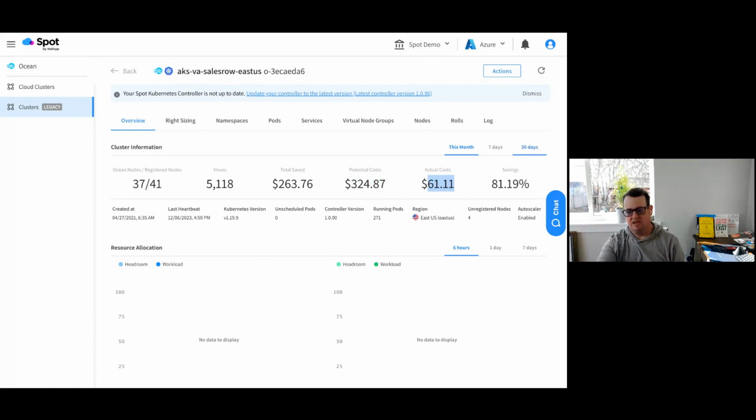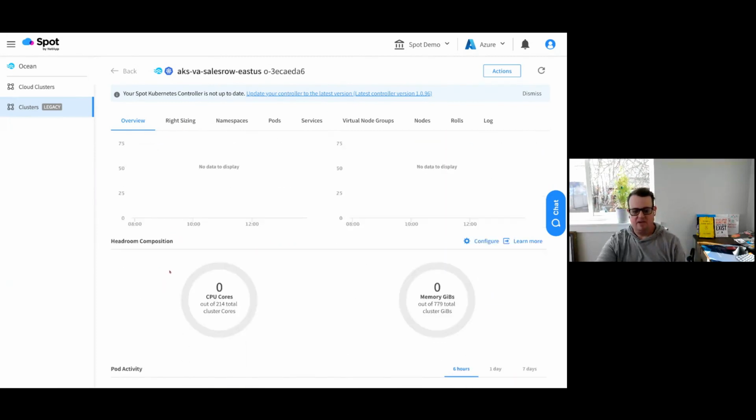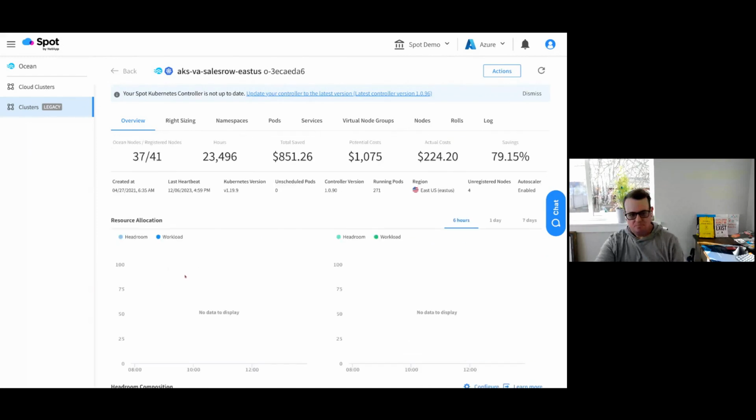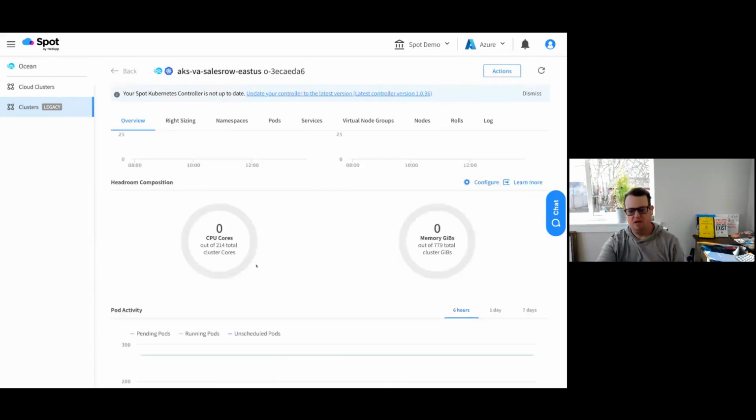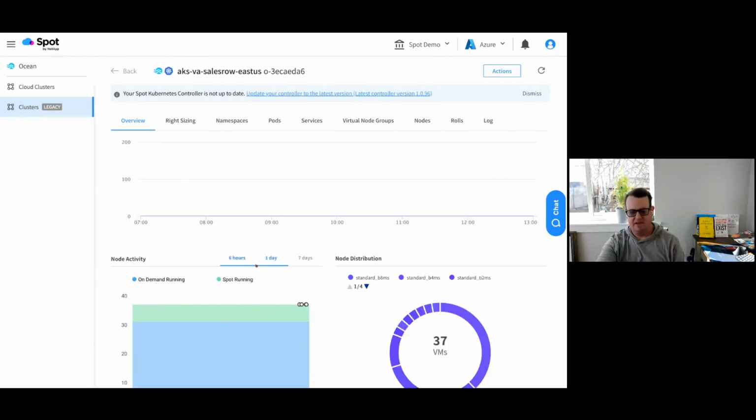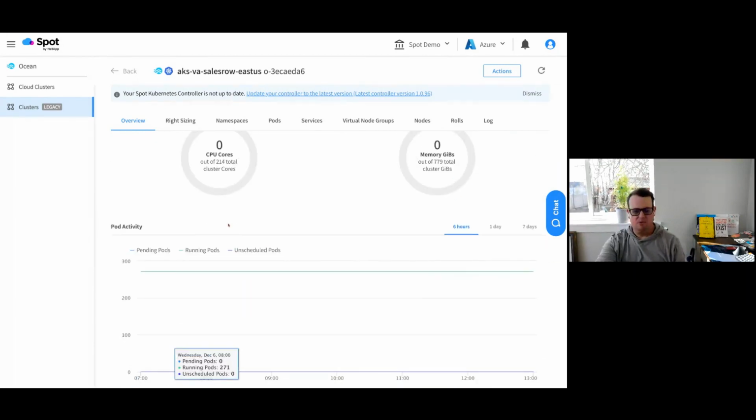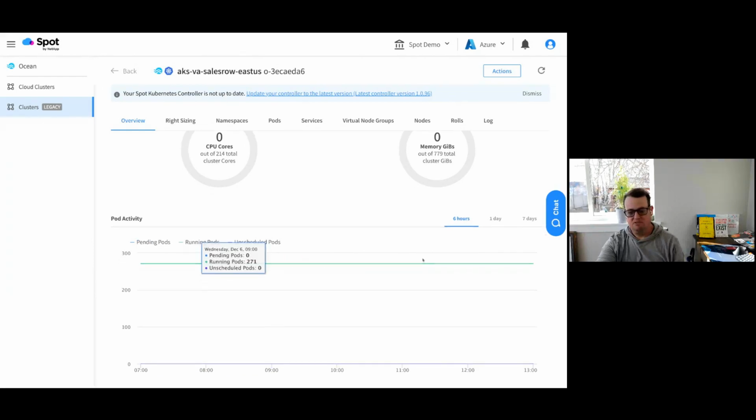If I click this out, I can get a quick 30-day view. There we go. And you can see here how that changes on the fly. And this allows us to look at the environment. We don't have headroom configured on this cluster because we allow Ocean to manage it. But if I did have headroom requirements, you would see those here, which means I can reserve my cores, my memory, my pods. I have 271 pods running right now with 0 pending and 0 unscheduled.